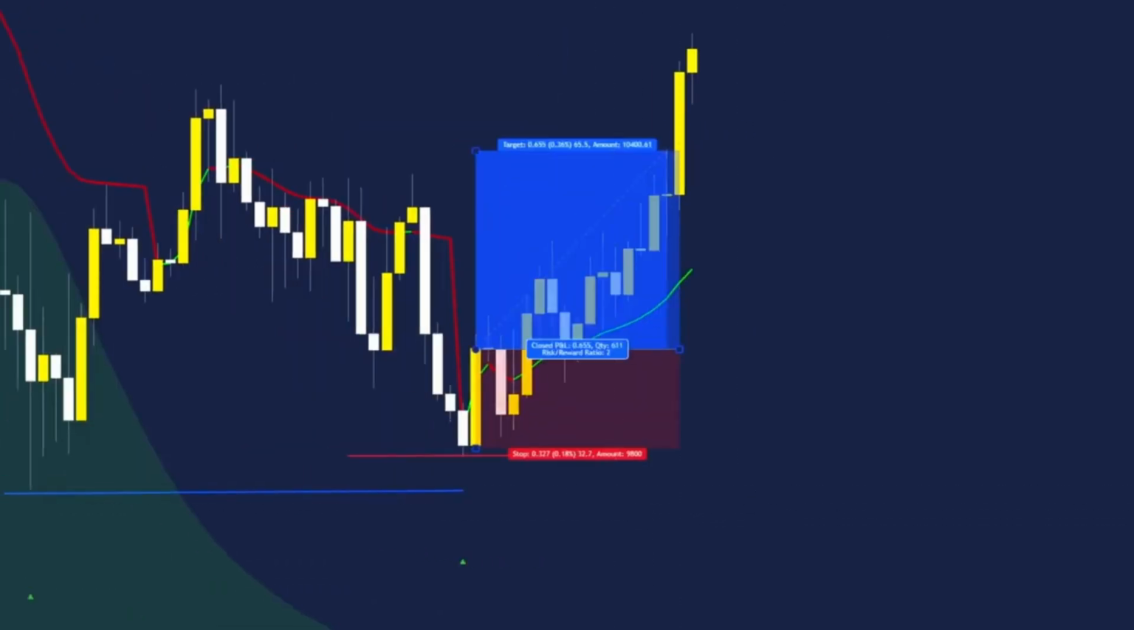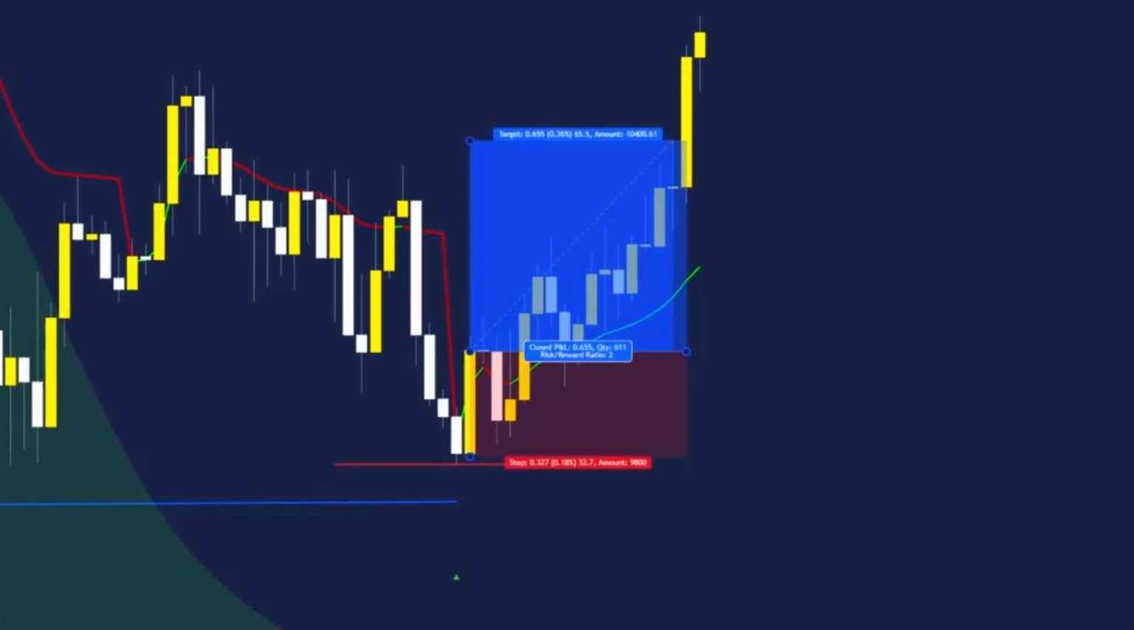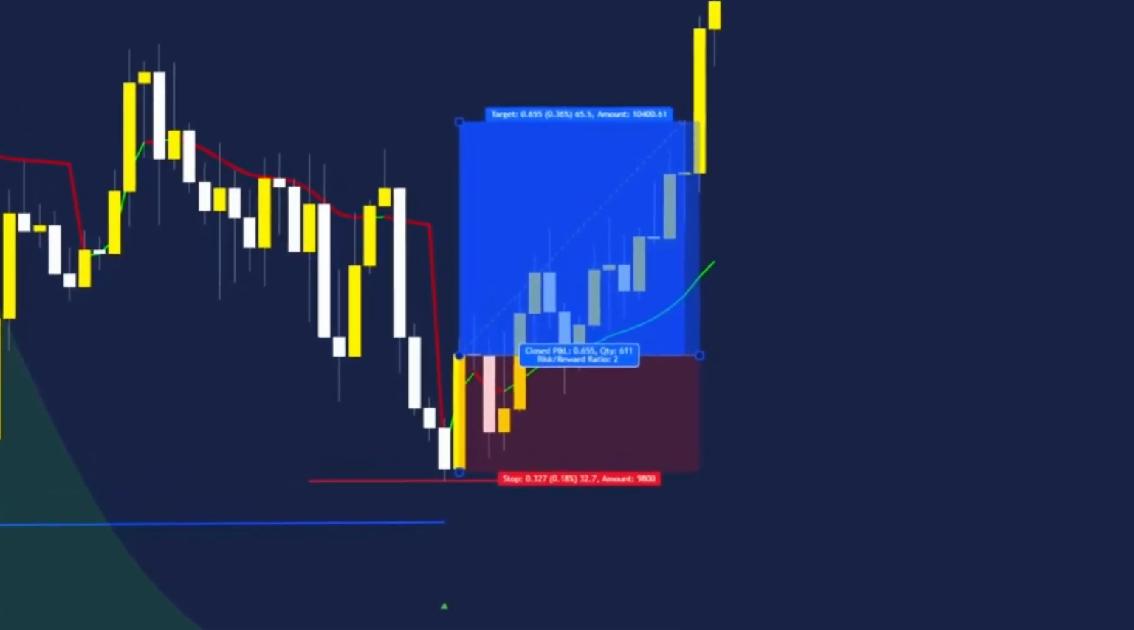Okay, and that buy trade is now hit. We had a very close stop loss right at the beginning and price almost hit the stop loss level, but depending on your broker will fully determine how large your spreads actually are.